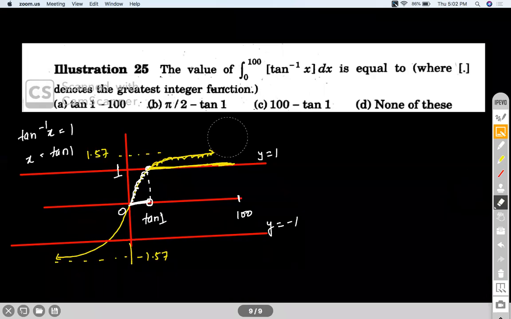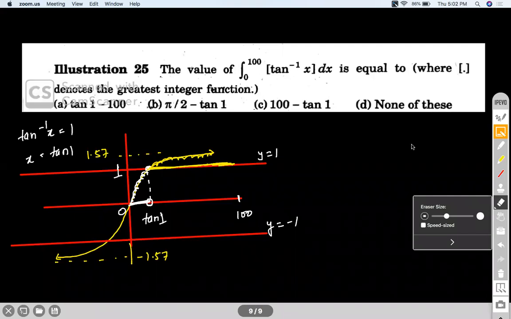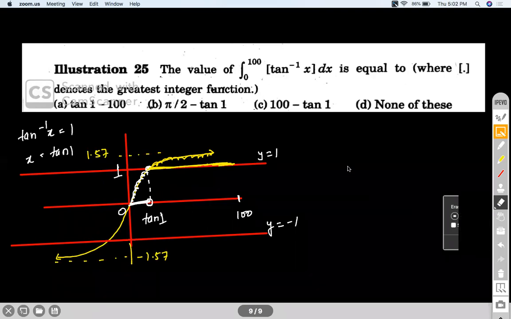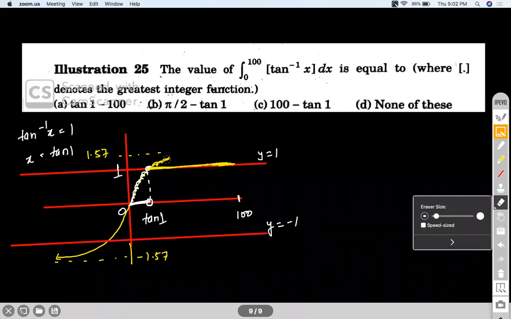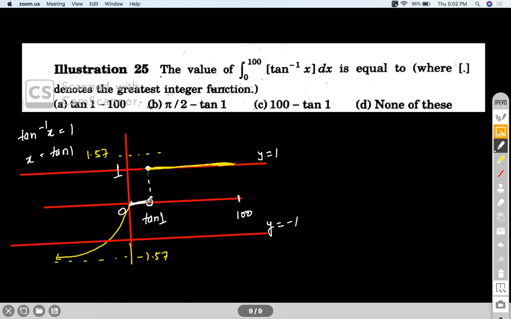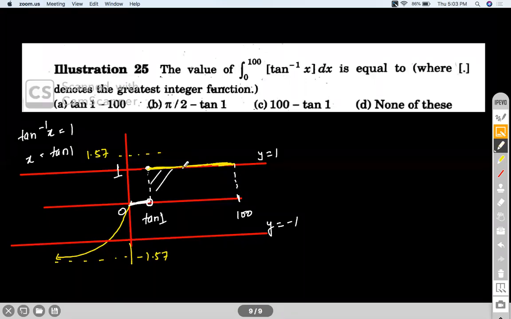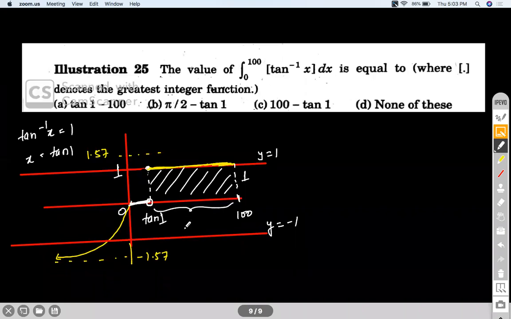So ultimately, the area that you have to find out is the area under these two steps. Now this step is not going to give you any area, but this step is going to give you the area of this rectangle. The width is 1 and the length is going to be 100 minus tan 1. So your answer will be 1 into 100 minus tan 1, which is option number C. Absolutely correct, Gaurav and Shrijan.